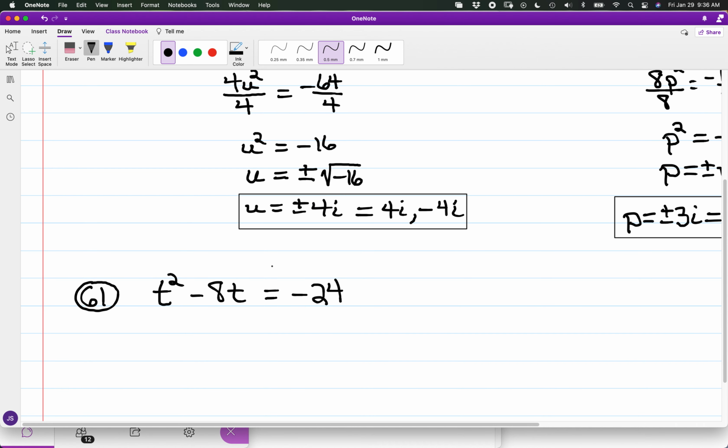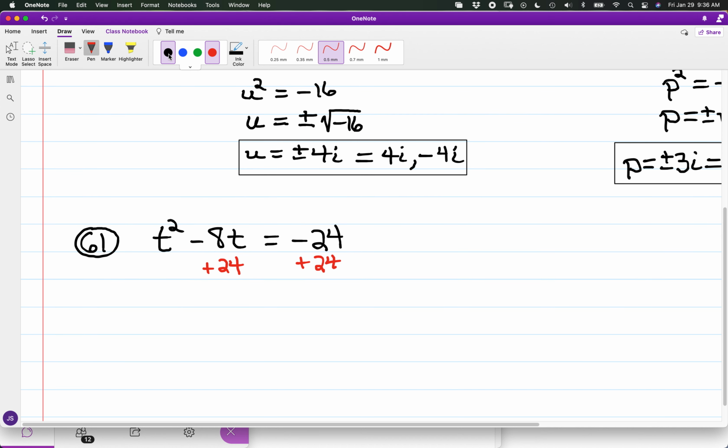If I modify what I have here in 61 to get it into standard form, I will add 24 to both sides. And so we have t squared minus 8t plus 24 is equal to 0. And so we have a trinomial expression.